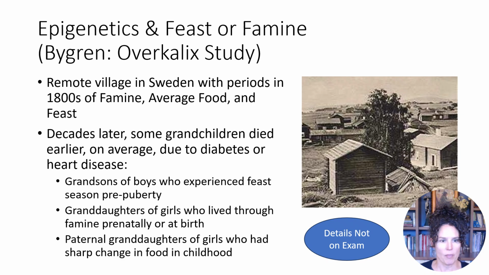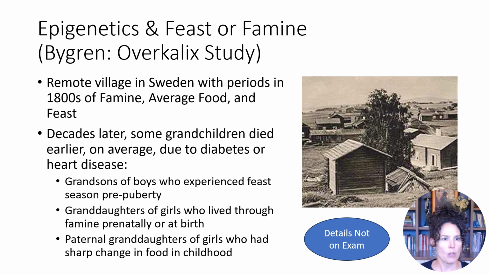And so you can see some of the findings on this slide, which you don't need to know for the exam, just have a sense or an idea of it. Basically some grandchildren died earlier on average due to things like diabetes and heart disease. More specifically, this was grandsons of boys who experienced a feast season before they went through puberty, granddaughters of girls who lived through famine when they were in the womb, basically prenatally or at birth, and paternal granddaughters of girls who had a sharp change in food somewhere in childhood.